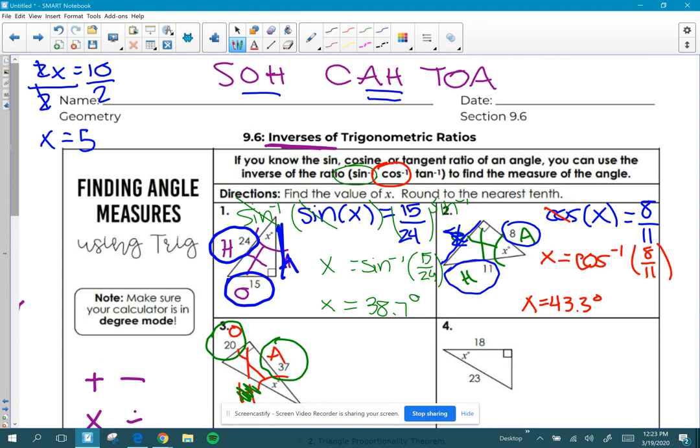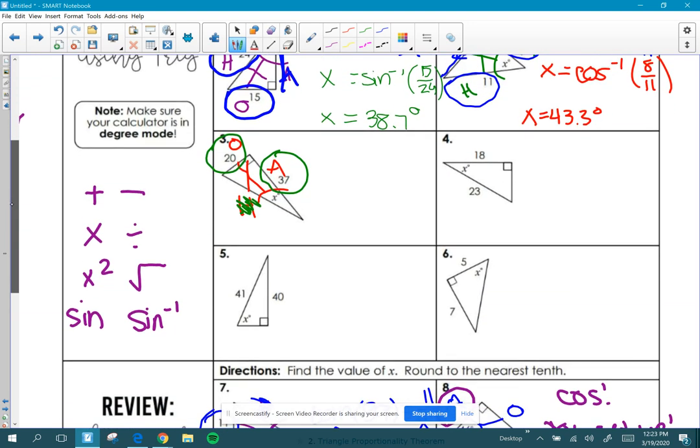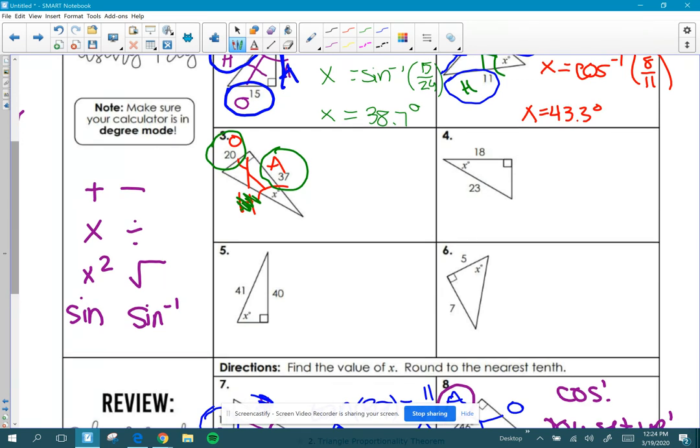If I look at SOH, that's O and H. That doesn't work. CAH, that's A and H. That doesn't work. Here I have TOA. OA, that's what I need. So I'm using T, which is tangent. So it's always tangent of the angle.